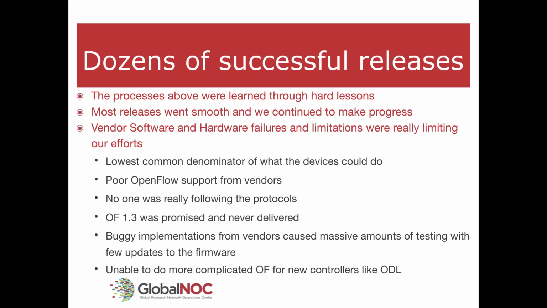And the buggy implementation from the vendors caused all of this testing. And really, we didn't get that many updates from them. I think we probably did 2 or 3 Juniper upgrades and maybe 4 or 5 Brocade upgrades. And I probably tested at least 20 or 30 different versions of Brocade code, for example. So, you know, it was fairly hit or miss.